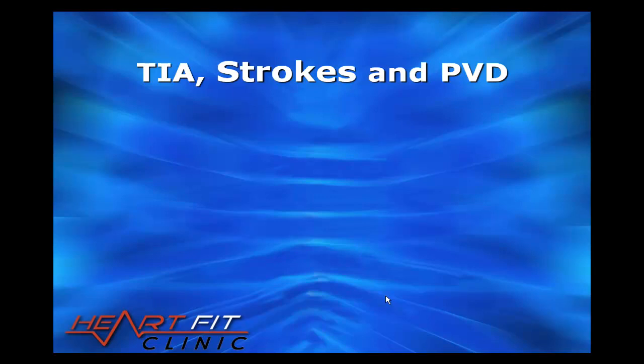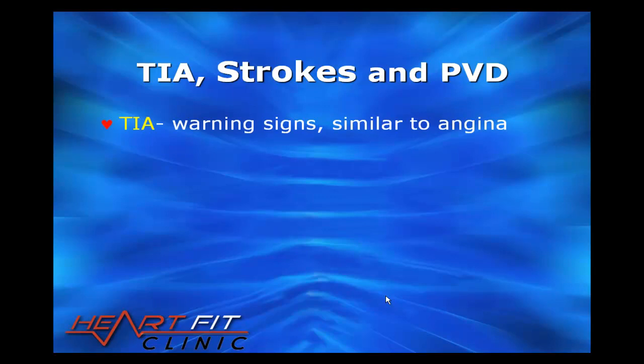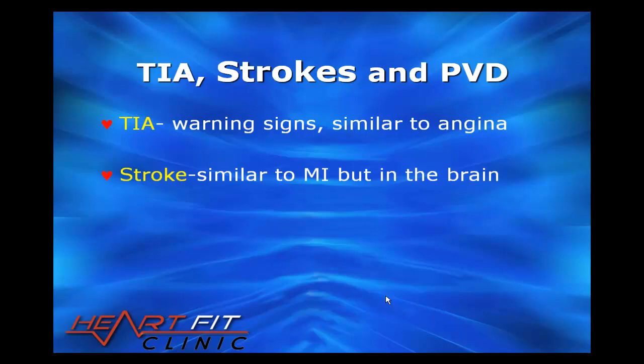Transient ischemic attacks, also known as TIAs, are similar to angina, but it's like a mini stroke without any damage. It's kind of like a warning sign that a stroke is imminent. Of course, a stroke is similar to a myocardial infarction or a heart attack, but it occurs in the brain. And it can affect different parts of your brain, from paralysis to your senses or even your eyesight.